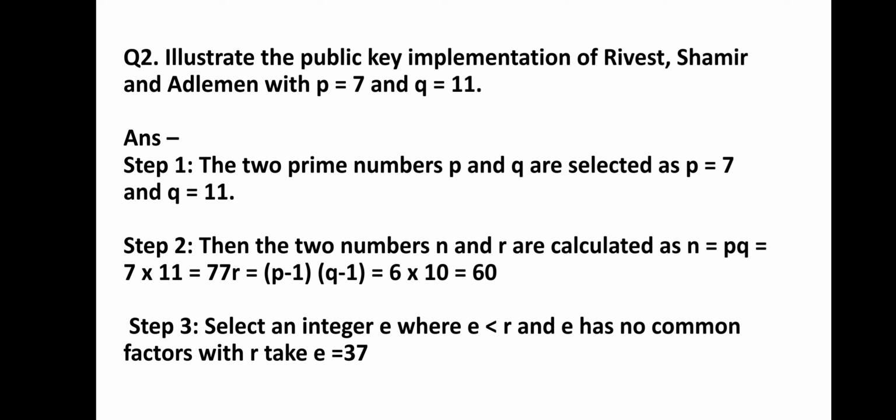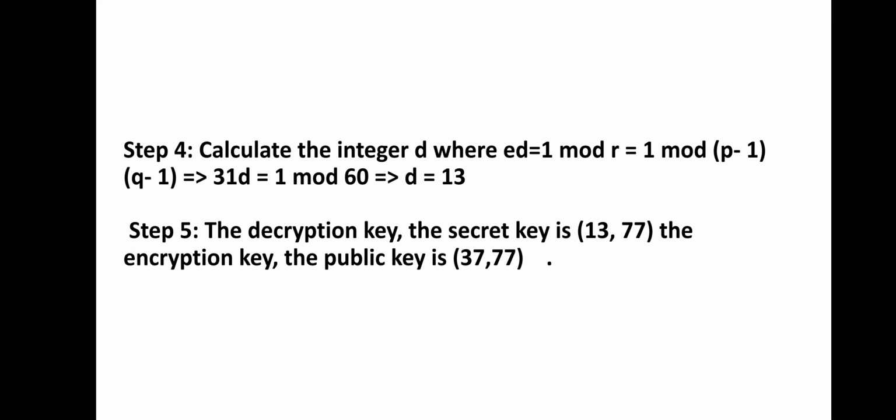Then step three is select an integer e where e is less than r and e has no common factor with r. Take e equals 37. Step 4 is calculate the integer d where e times d equals 1 mod r. Then the answer is 13. D value is 13. And the last step, the secret key is 13,77 and the public key is 37,77.